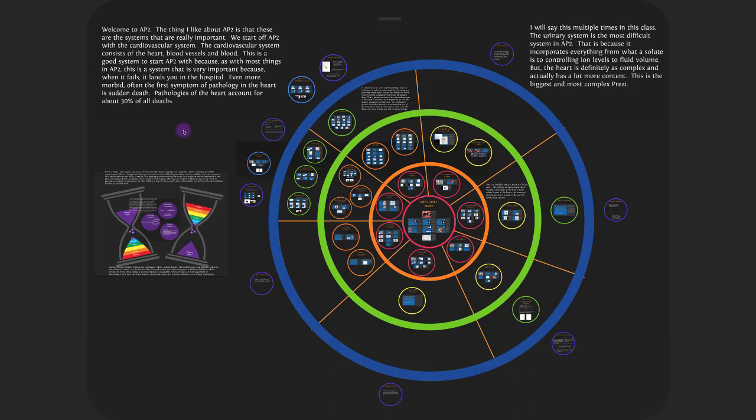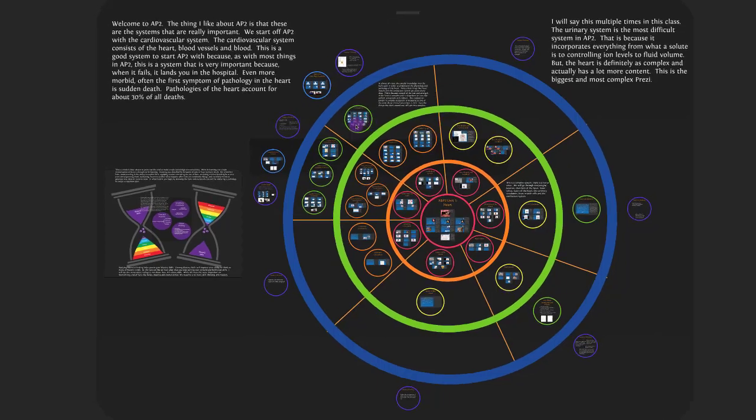I'll say this multiple times in the class, the urinary system is the most difficult system in AP2. That is because it incorporates everything from what a solute is to controlling ion levels to fluid volume, but the heart is definitely as complex and actually has a lot more content. This is the biggest and most complex Prezi that we have in AP2.